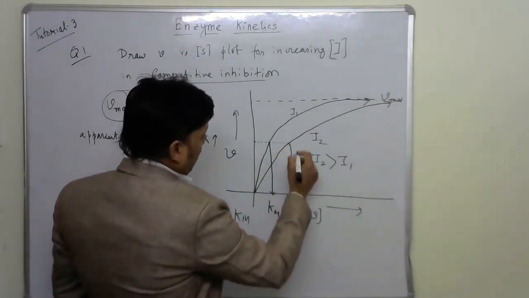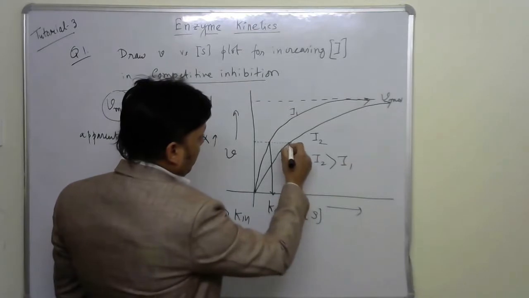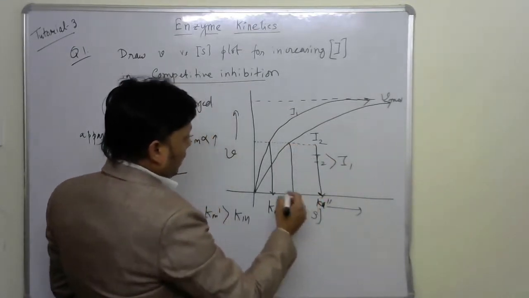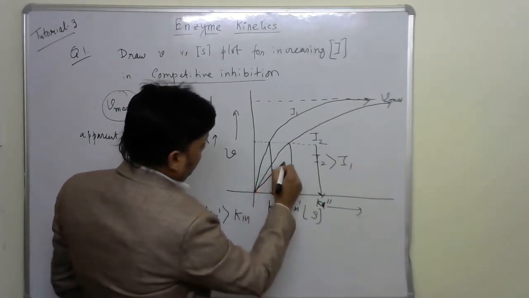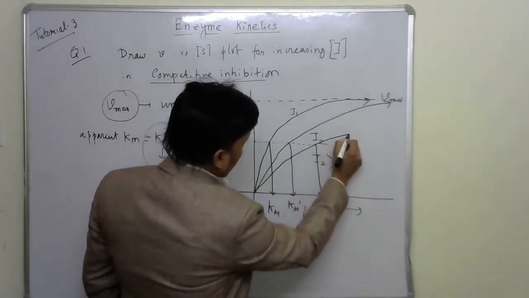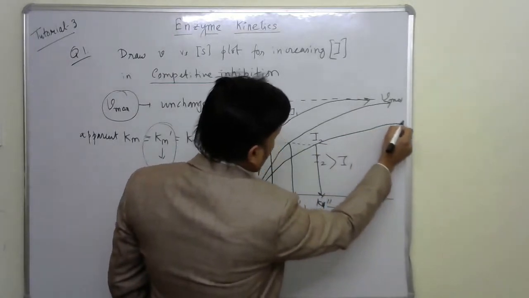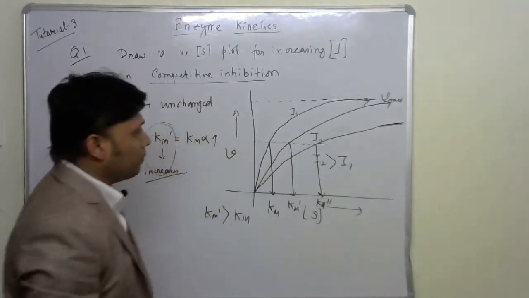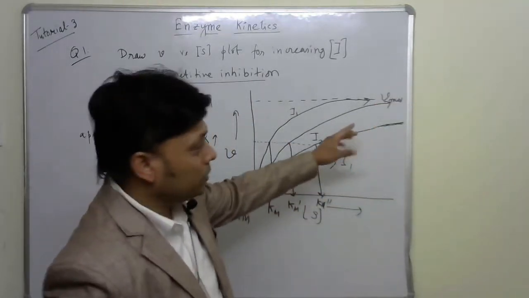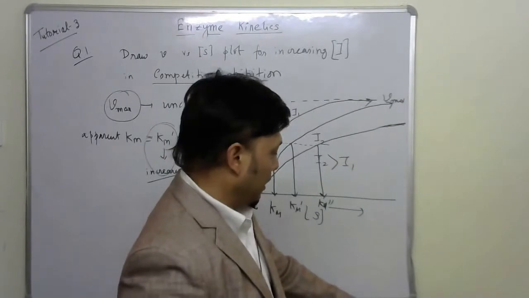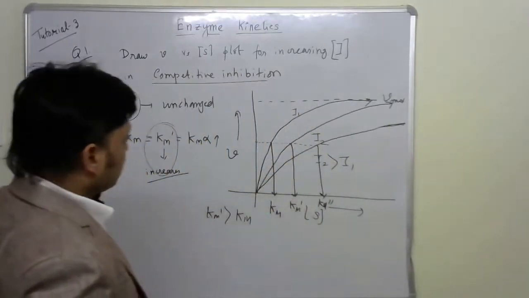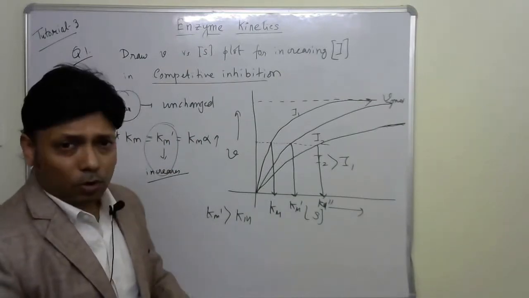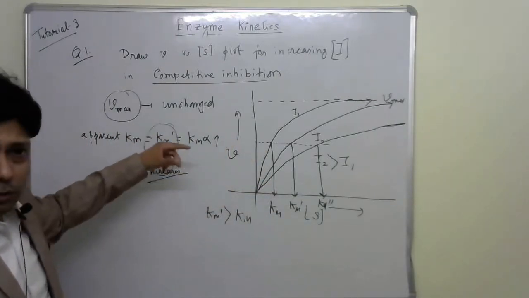So suppose we have a further Km double prime right over here, so Km double prime, and then we have to draw the velocity versus S curve, something like that, and it would reach the Vmax at a very, very high concentration of substrate. So I'm not drawing it here. So it would reach up something like there. Anyway, so this is the solution for question number 1. So I hope you have understood. So let's move on to the next question.